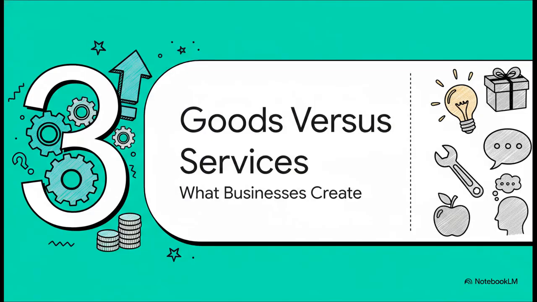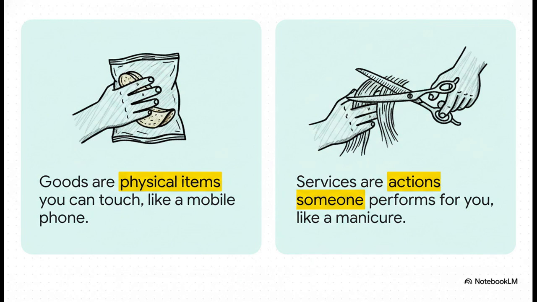So, once an entrepreneur works their magic and combines these 4 factors, what do they actually make? Well, the final output always falls into one of 2 buckets. It's either a good or a service. The difference is actually pretty straightforward. Goods are tangible, physical things you can actually hold in your hand, like your phone or, you guessed it, that bag of potato chips. Services, on the other hand, are intangible. They're actions that someone performs for you, like getting your car washed, a haircut, or even your Netflix subscription. The key thing to remember is that both are created using those same 4 factors of production.